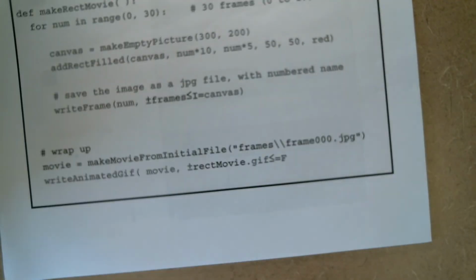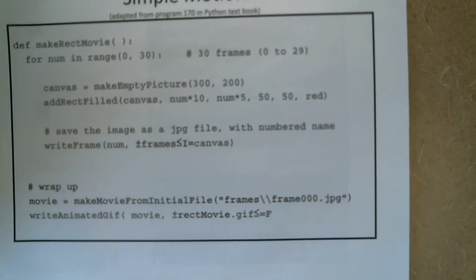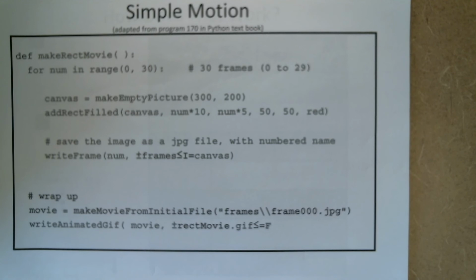All right. So let's see how this all works. Let's see how we can make an actual animation. This is a very, very simple animation. It's just going to make a red rectangle move across the screen. So let's break it down one by one.